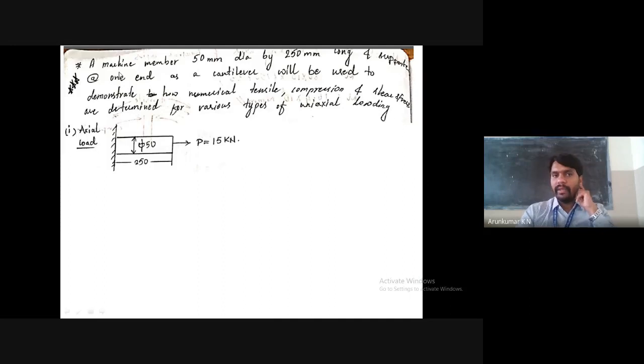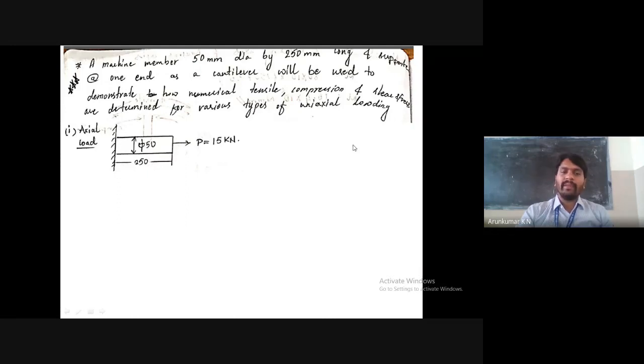Look at this. A machine member of 50 mm diameter, 250 mm long and supported at one end. This is a cantilever beam, right? It will be used to demonstrate how numerical tensile, compression and shear forces are determined for various types of uniaxial loading. Is it clear? The diameter is given, length is given, the cantilever beam is given.